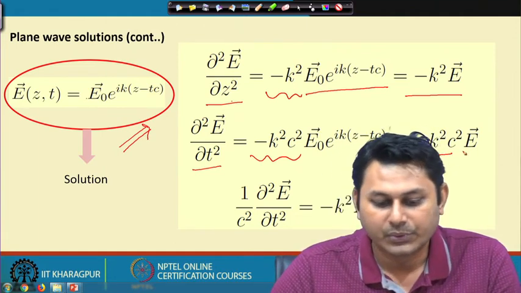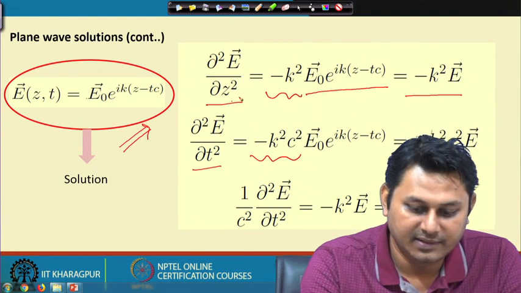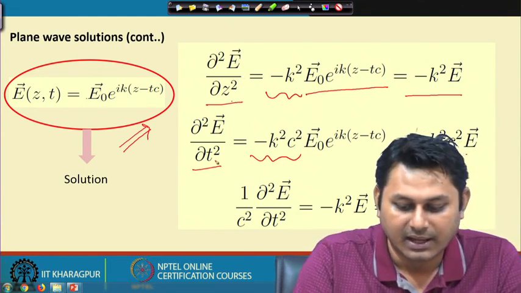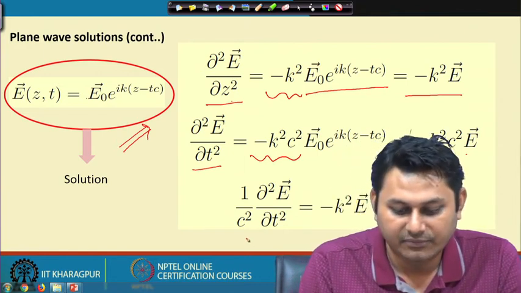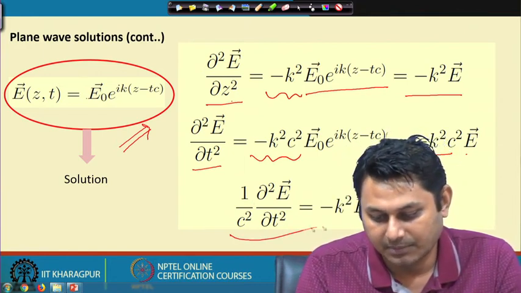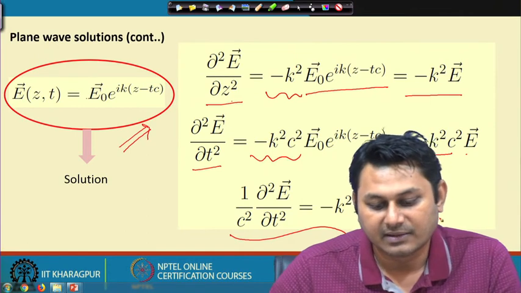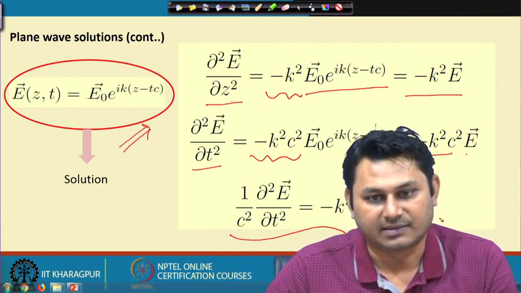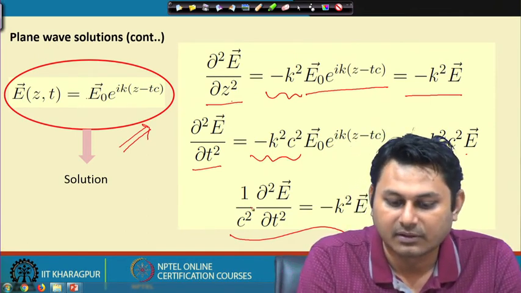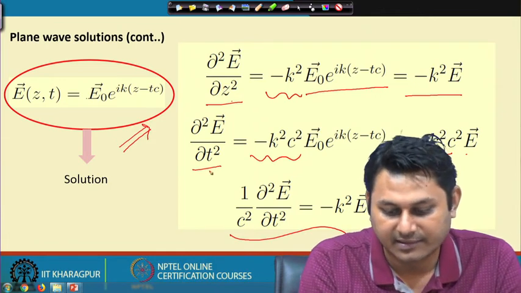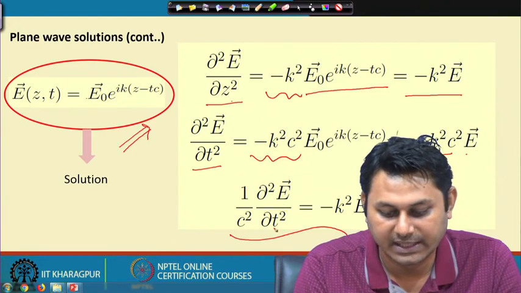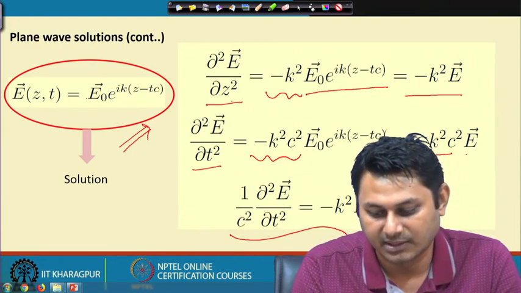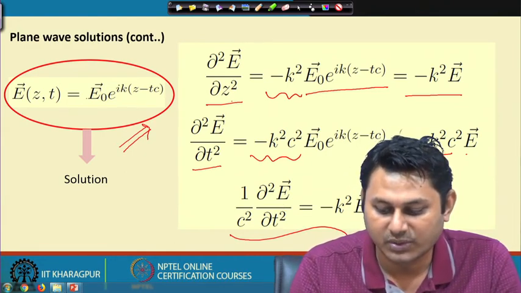So, now I have del 2 E del z square and del 2 E del t square, and if I put them into the equation, we readily find that this satisfies the left hand side and right hand side. Whatever value I have in the left hand side, in the right hand side of the equation I will have the same value. So, 1 by c square del 2 E del t square is minus k square E, which is nothing but del 2 E del z square.